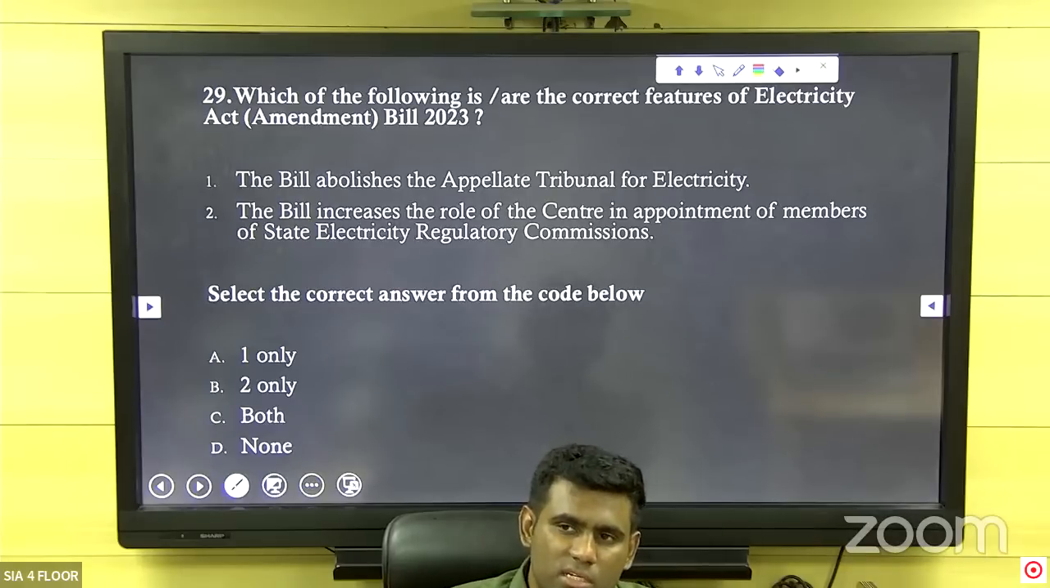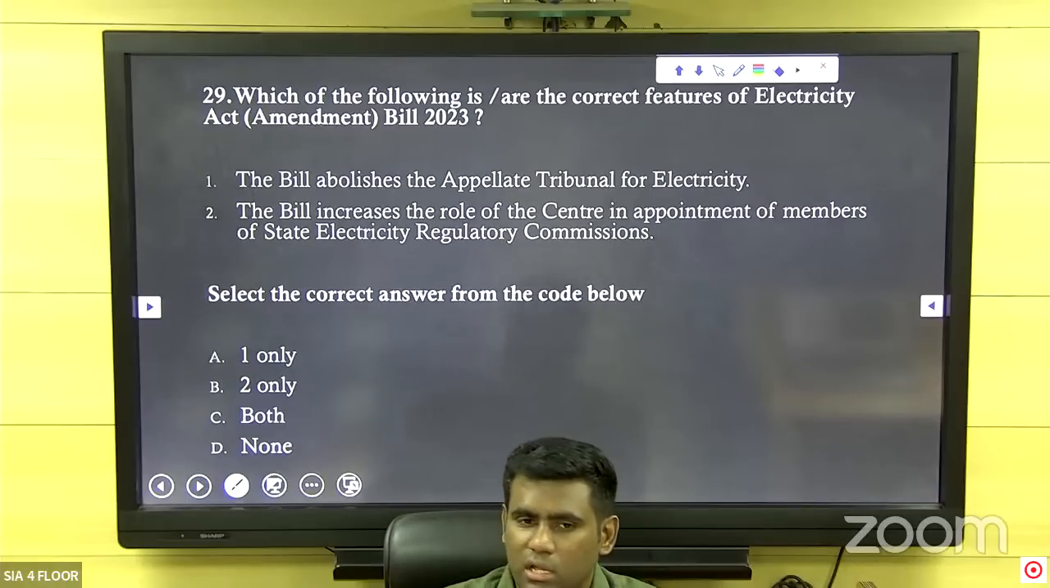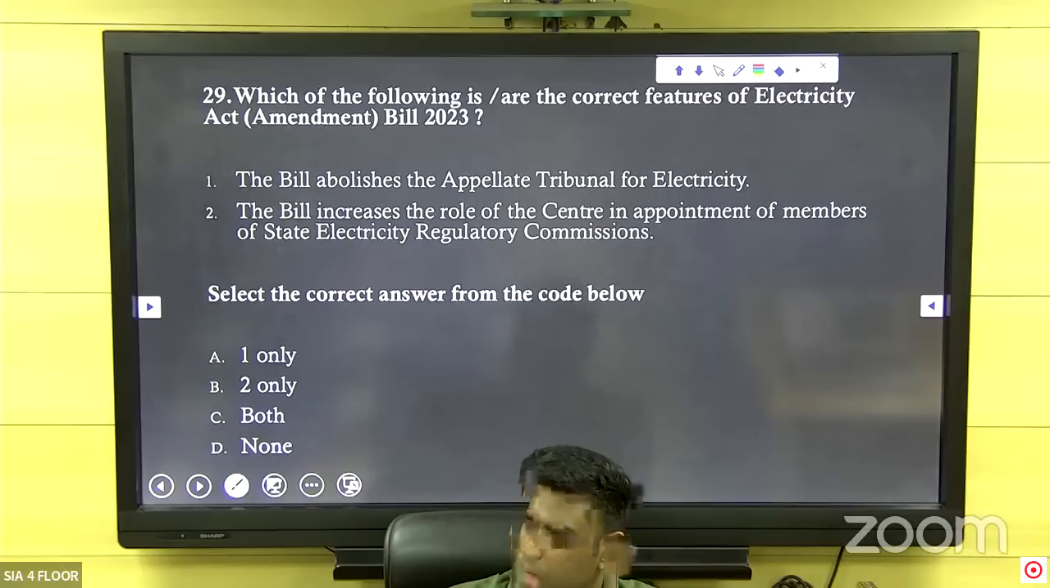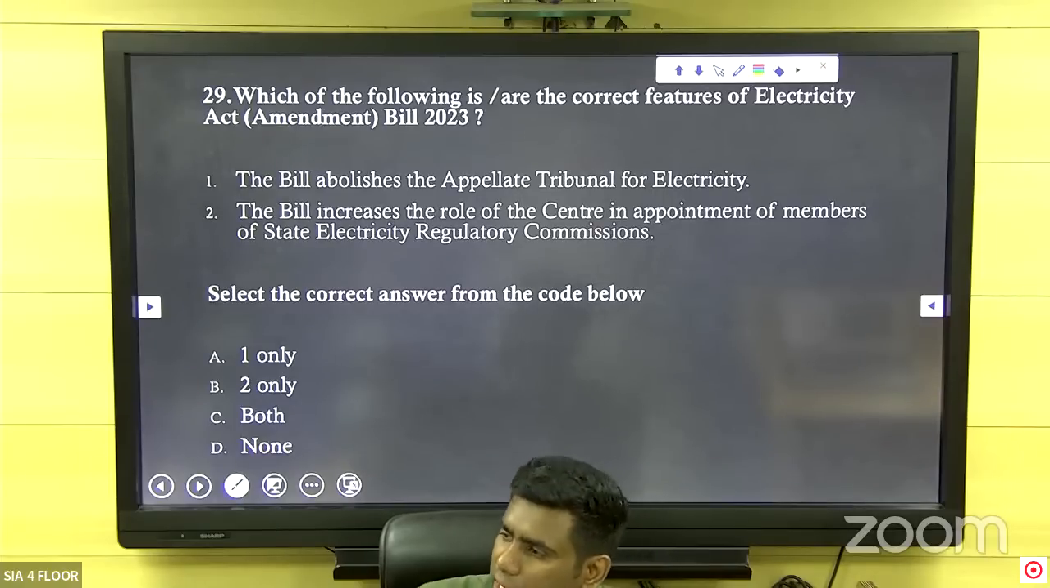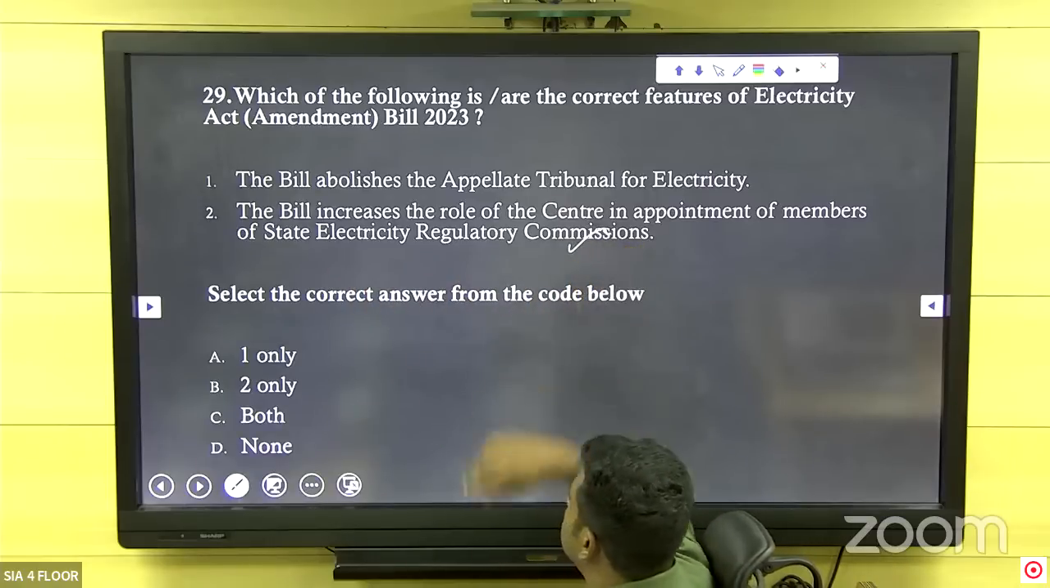So that is why certain states have been crying that it violates the federal principle. Electricity is in the concurrent list, so both of us have powers. Why are you interfering with our power to make appointments to electricity regulatory commissions? So this is becoming an issue. But the purpose of the act is definitely to increase the role of the center in the appointment of members.